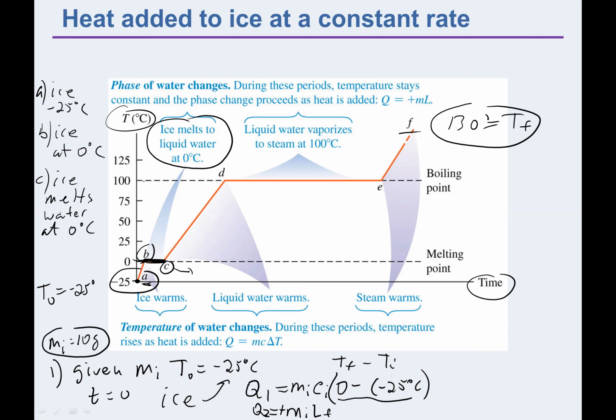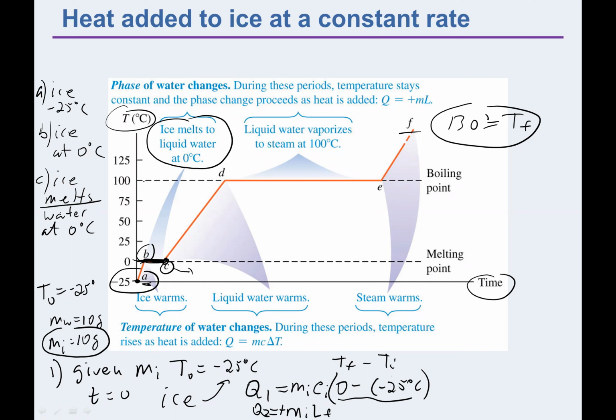That means all my ice melts, and that melted ice is now water sitting there at 0 degrees Celsius. Is the water mass different from the ice mass? No, it's not. If I'm given the mass of ice as 10 grams, then my mass of water is also 10 grams, because it's the same amount of substance. 10 grams of ice will melt into 10 grams of water. So now I get to point C, where I have 10 grams of water sitting at 0 degrees Celsius.